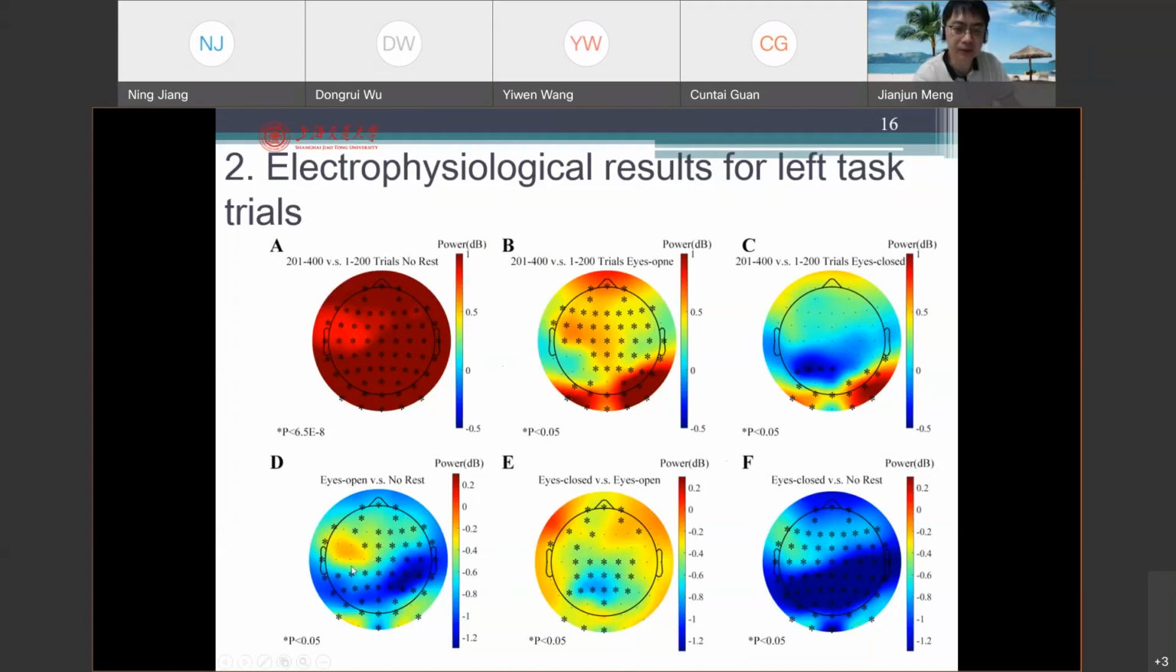And from the second row, we can see that the no rest session is statistically different from the other two sessions for the left target task. Also, in the parietal occipital area, both the eyes open and eyes closed resting have an inhibitory effect against the increased tendency of alpha power. However, it looks like the eyes closed rest had a stronger effect than the eyes open rest.